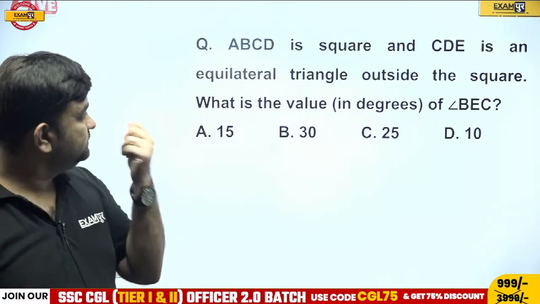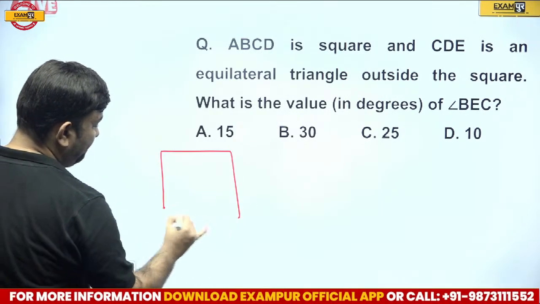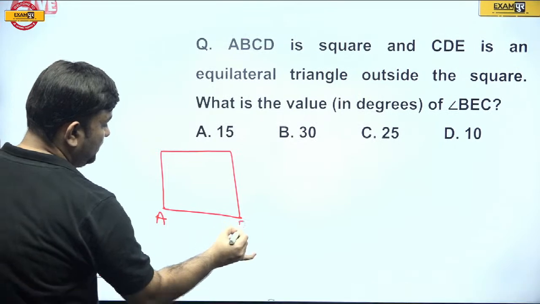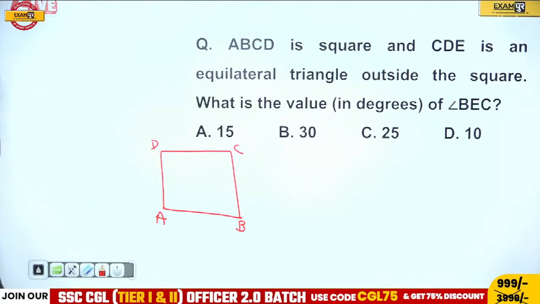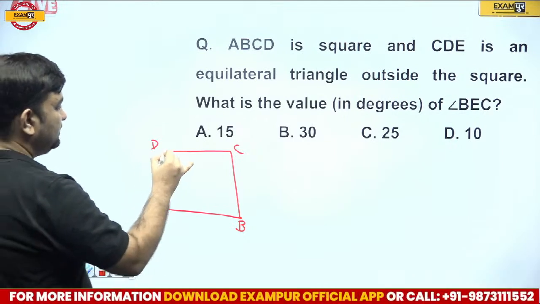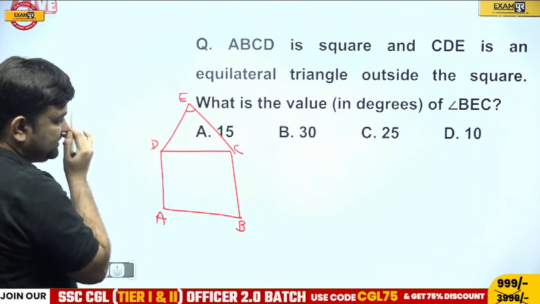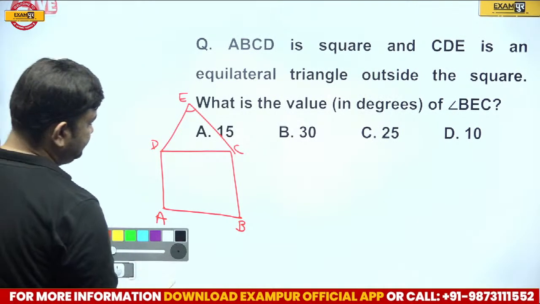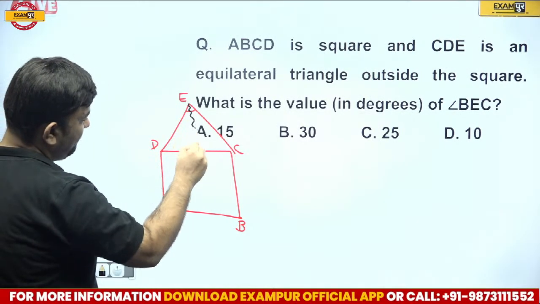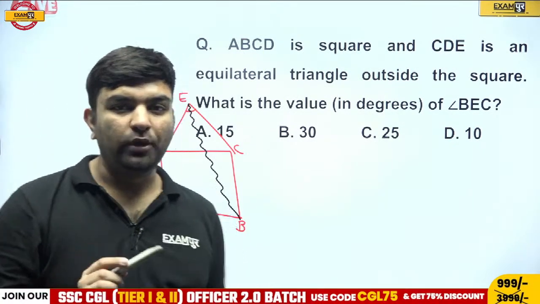ABCD is a square. CDE is an equilateral triangle. Equilateral triangle, each angle is 60. What is BEC? This is a very good problem.